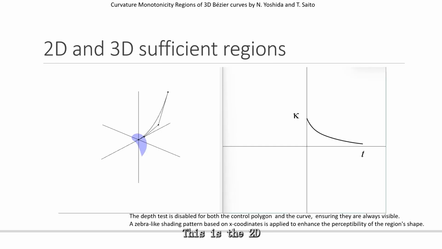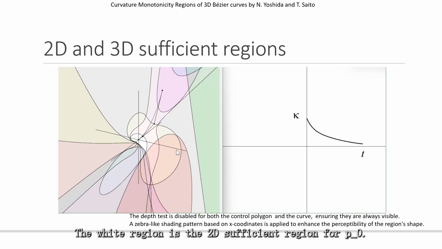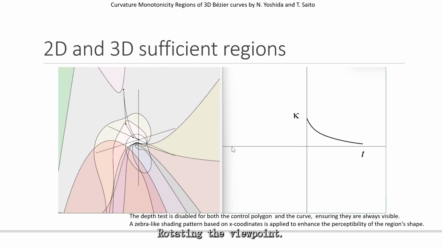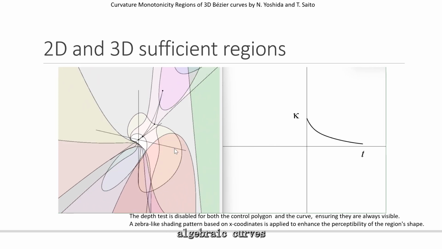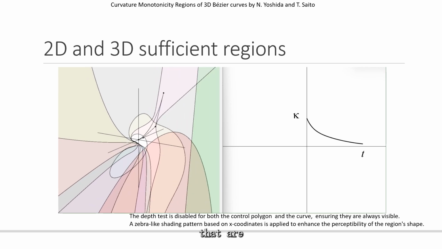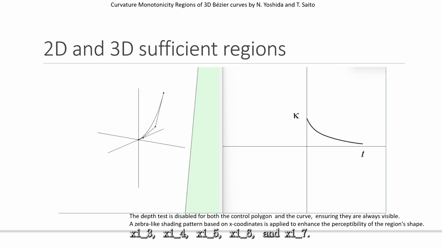This is the 2D curvature monotonicity region for P0. The white region is the 2D sufficient region for P0, rotating the viewpoint. The region is bounded by algebraic curves that are Xi0, Xi1, Xi2, Xi3, Xi4, Xi5, Xi6, and Xi7.